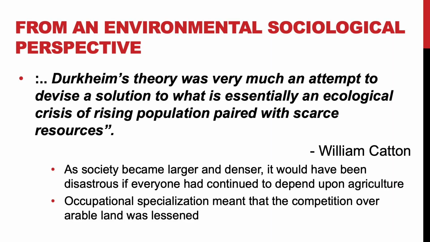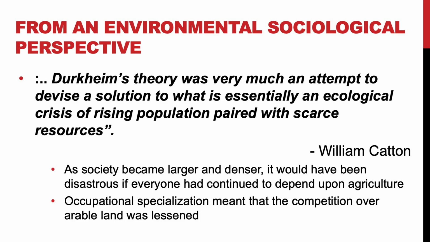Secondly, when we see Durkheim's division of labor, we also realize that Durkheim was trying to find a solution to the emerging crisis of his time. William Catton says that Durkheim's theory was very much an attempt to devise a solution to what is essentially an ecological crisis of rising population paired with scarce resources. So Durkheim's sociology may be understood as devising a solution to the rising problems of population and the scarcity of natural resources.